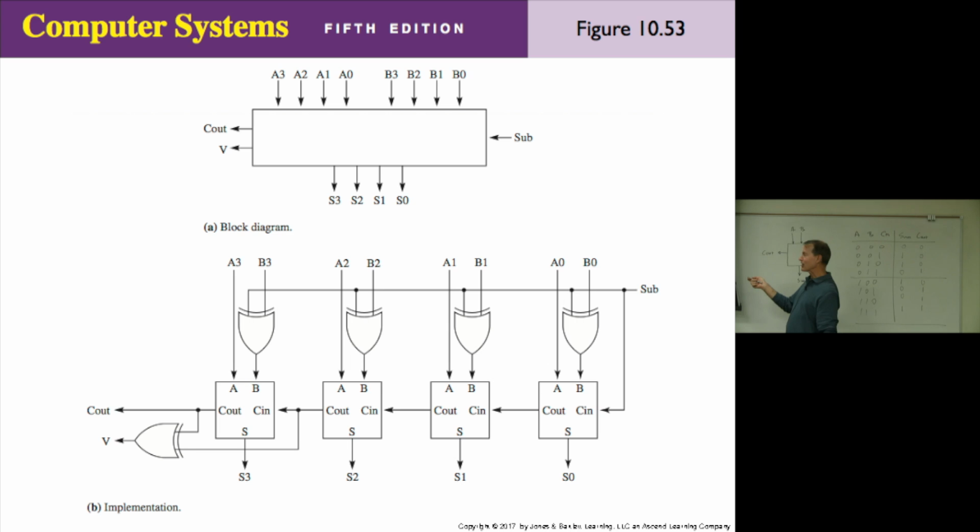Okay. And now let's take a look at the scenario when sub is 1. If sub is 1, then the left-hand input of each one of these exclusive ORs is 1. Since the exclusive OR is a selective inverter, as the B's go through, they come out inverted, flipped. And not only that, but because sub is tied to the Cin of the least significant one, we're adding an extra 1, which is what we need to do to take the negation. And so we're adding A plus negative B. Everything else is the same.